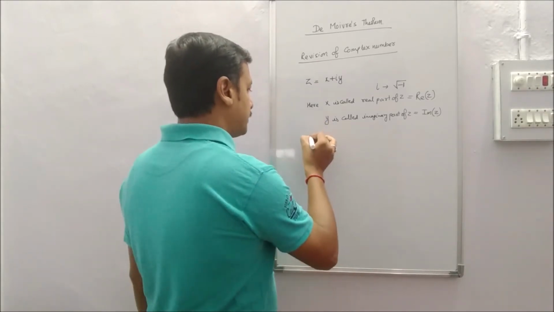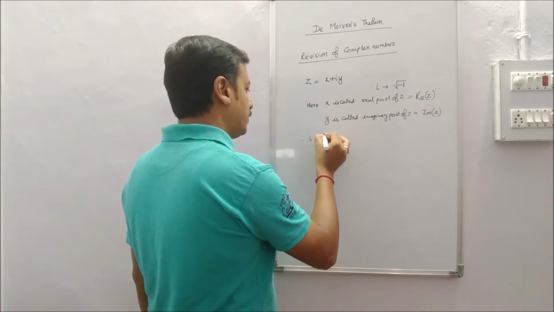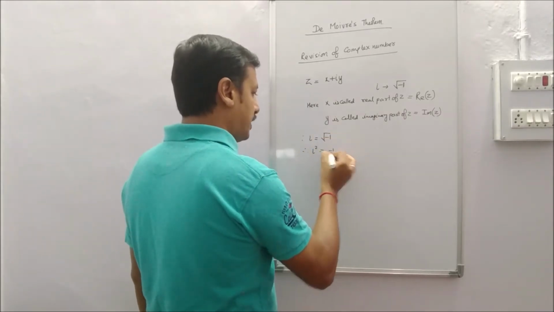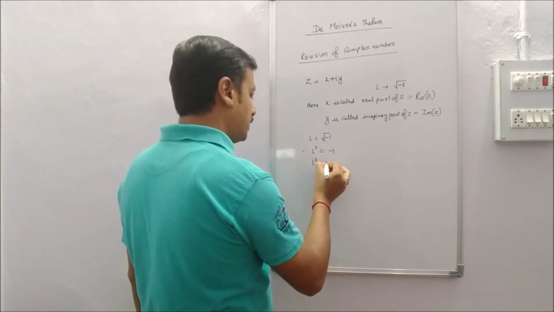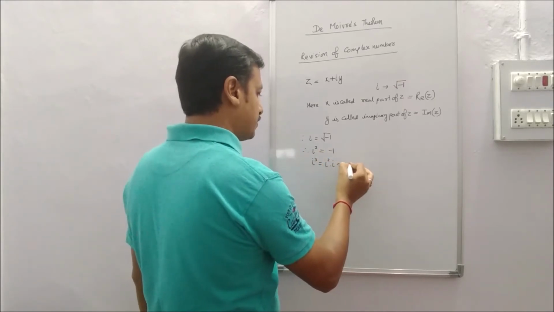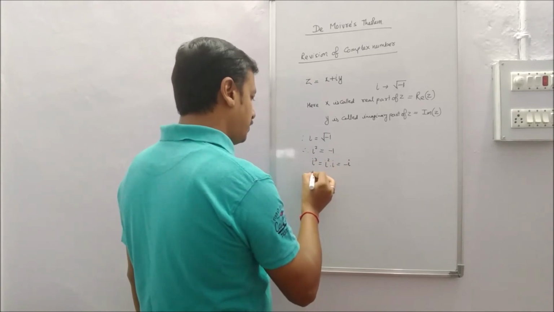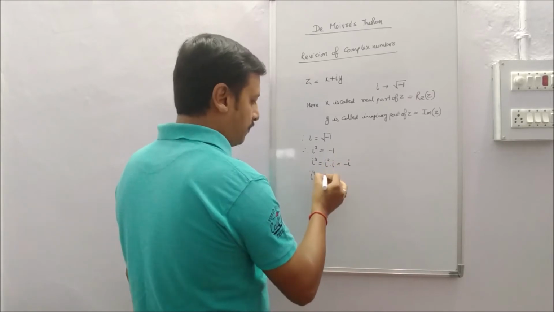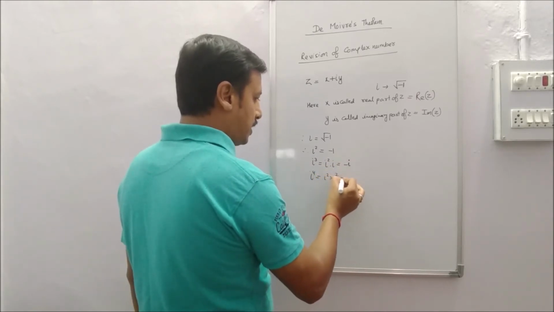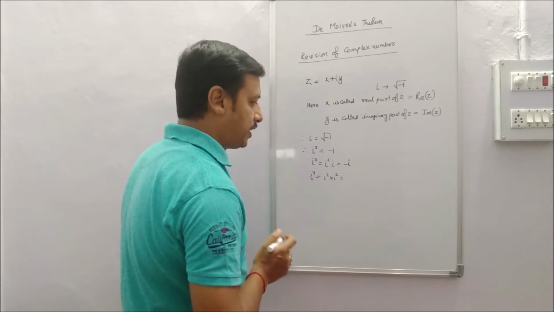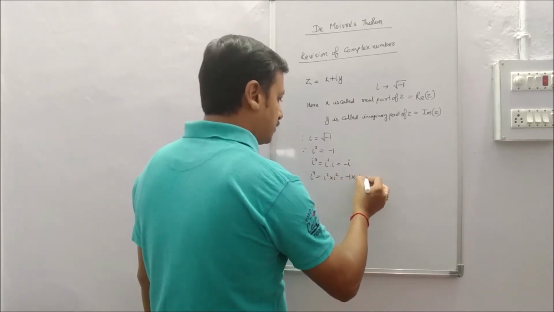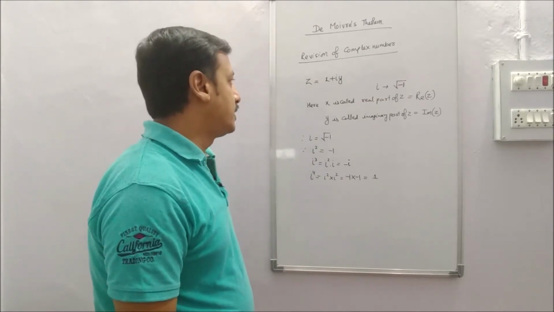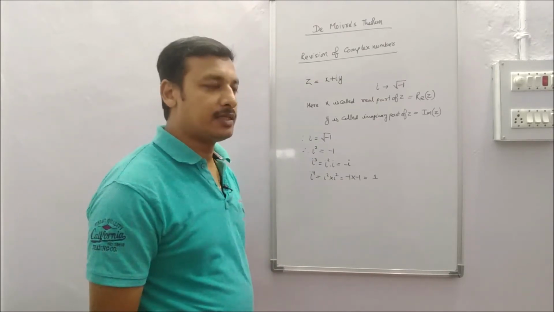Since i is equal to root over minus 1, therefore i square is equal to minus 1. i cube is equal to i square into i, that is minus i. i to the power 4 is equal to i square into i square, and the value of i square is minus 1, so minus 1 into minus 1 is equal to plus 1. So this is a complex number, z is equal to x plus iy.